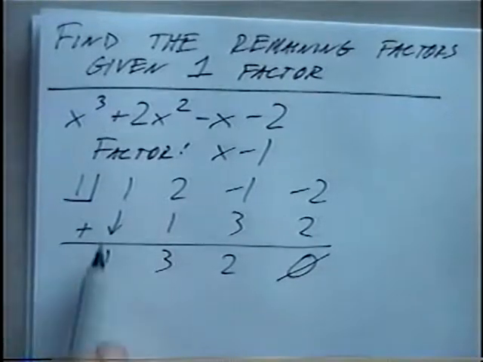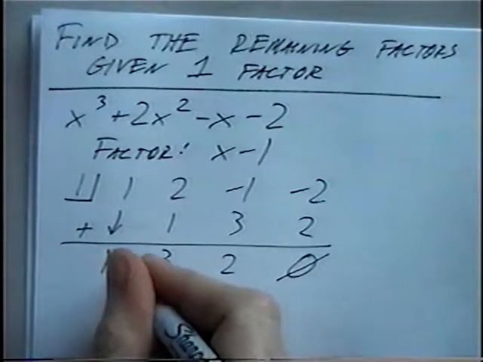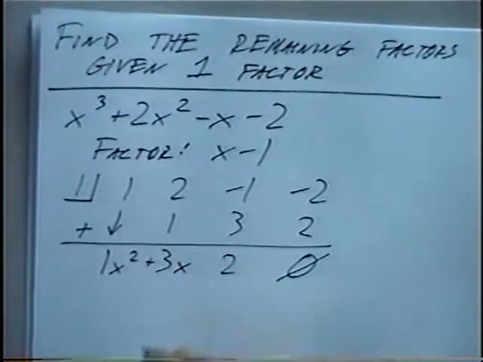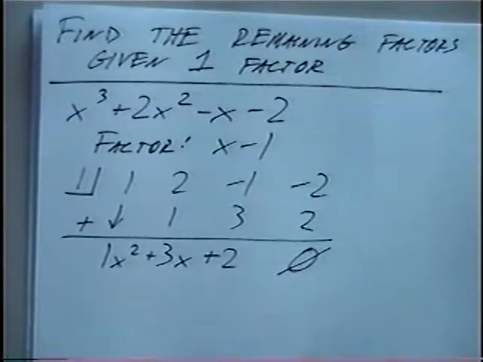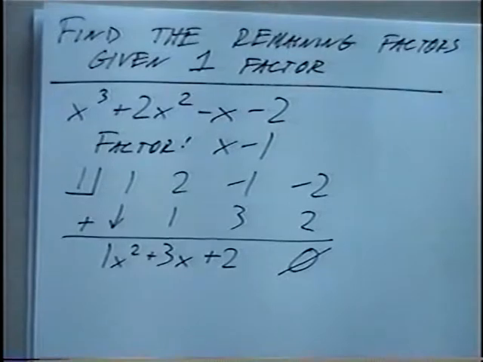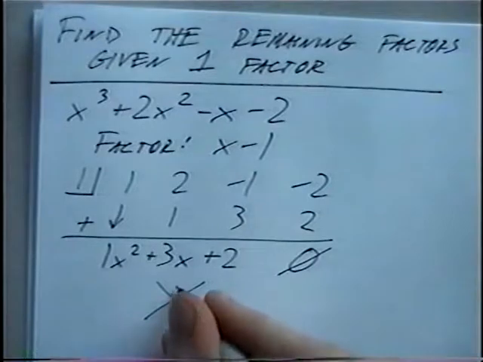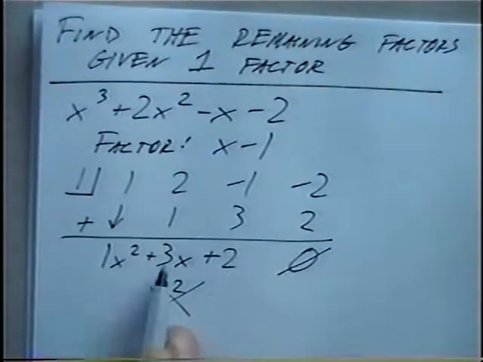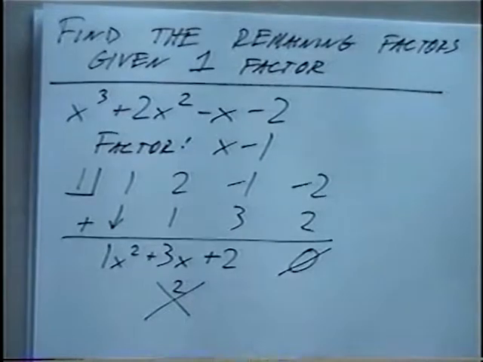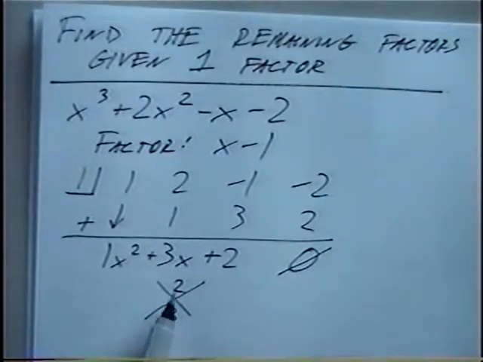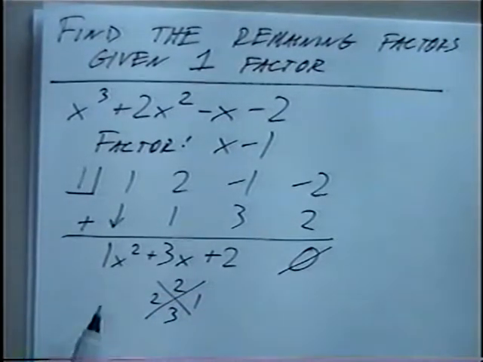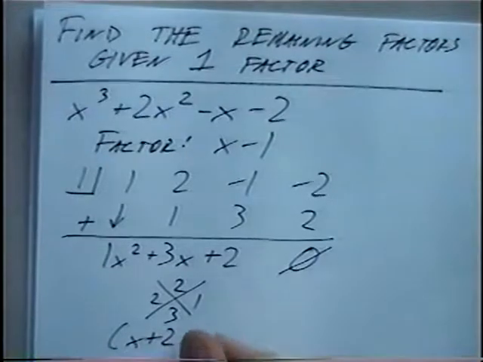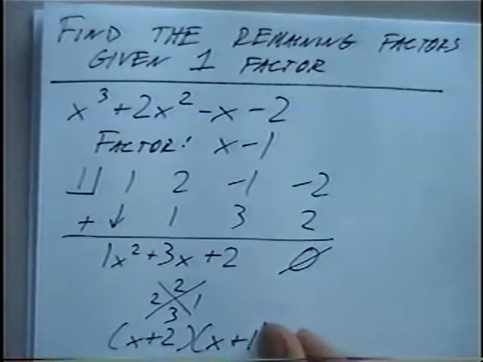Our leftover polynomial, we started with x cubed. This would be x squared plus 3x plus 2. This is the polynomial that's left. What we want to do now is factor this. It is a trinomial. You can factor using the diamond method. 2 goes on top. This is a coefficient of 1, makes it a little easier. Bottom number's 3. Multiplies to get 2, adds to get 3. That would be 2 and 1. So your answer on this one, x plus 2 and x plus 1.